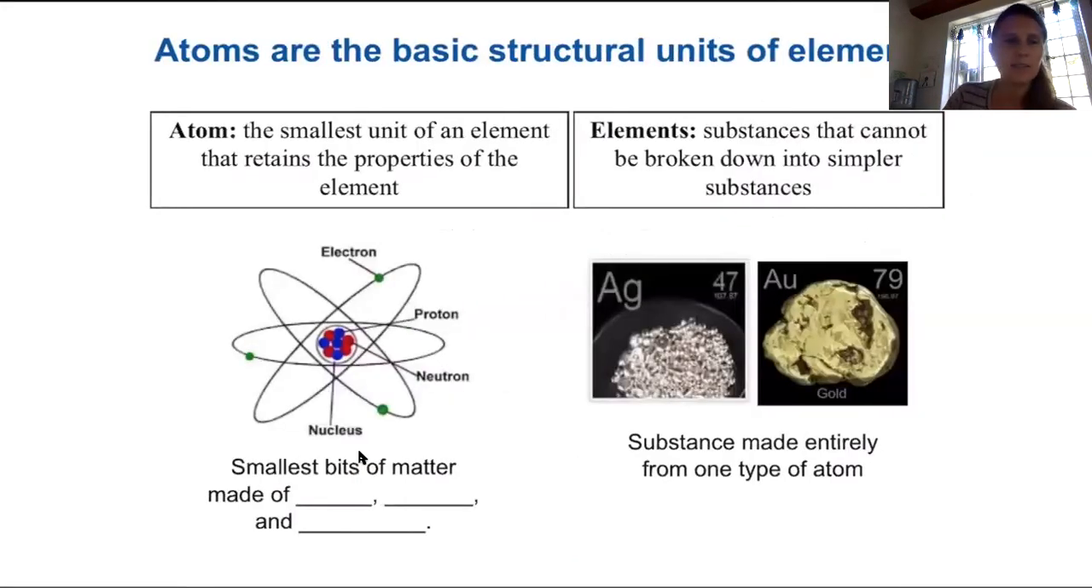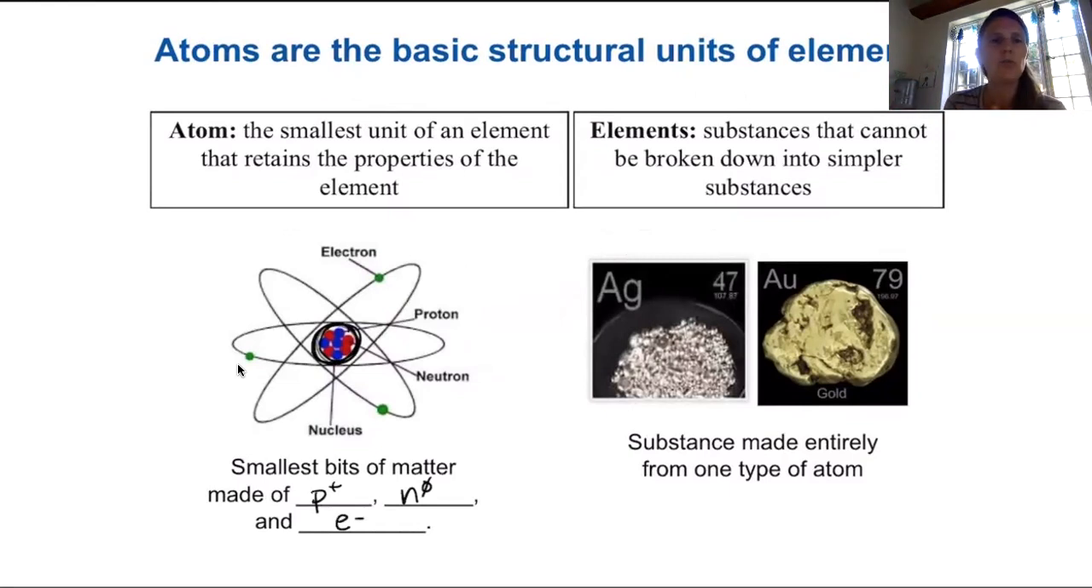So first off, and this should all be a review from chemistry, so we're going to go pretty quick, atoms are the basic structural units of an element. If you look at an atom, they are made up of smaller bits. In the nucleus at the center, we have protons, which are positively charged. We have neutrons, which are neutrally charged, no charge. And then around the outside orbiting, we have what are called electrons, the smallest negatively charged unit.